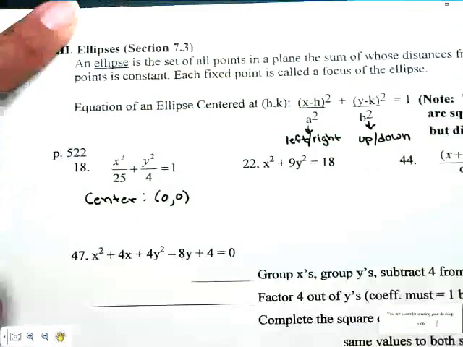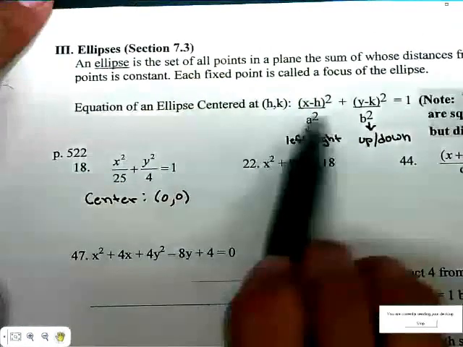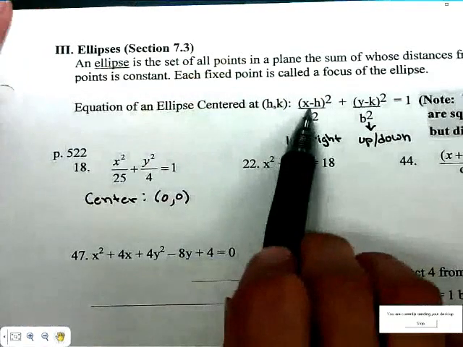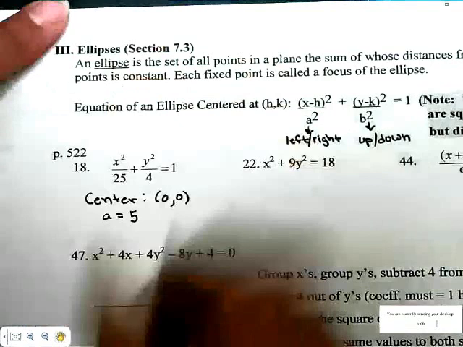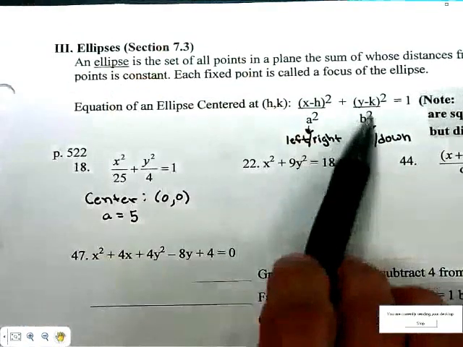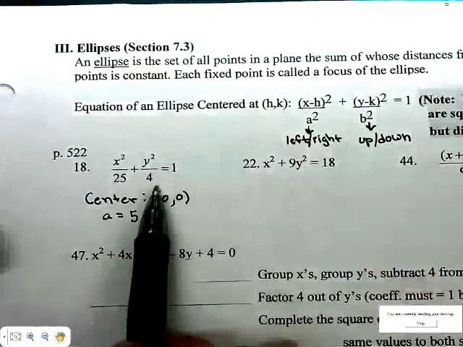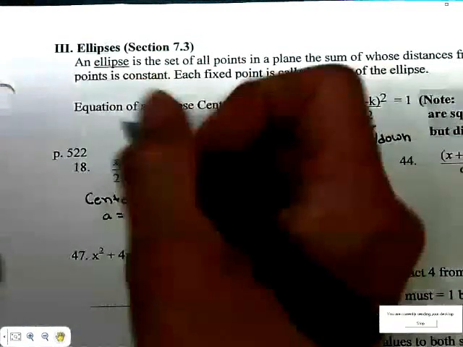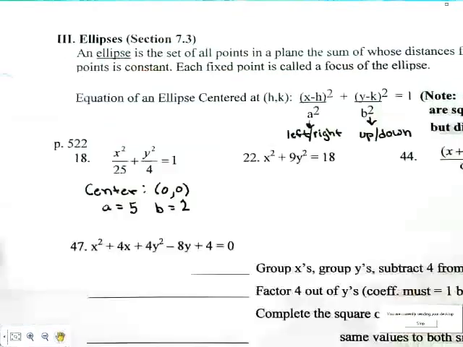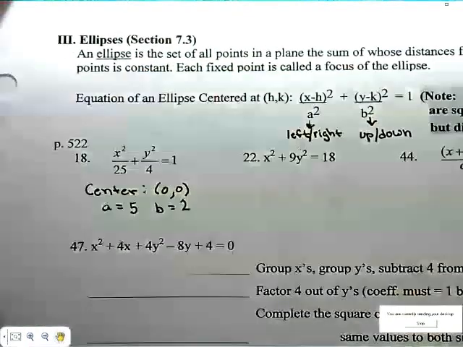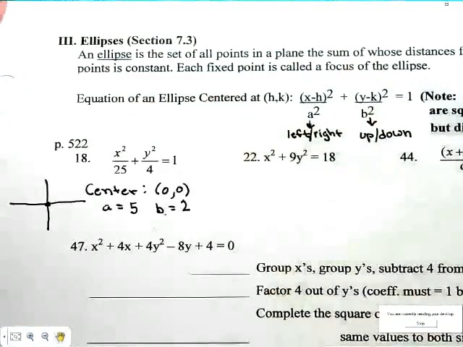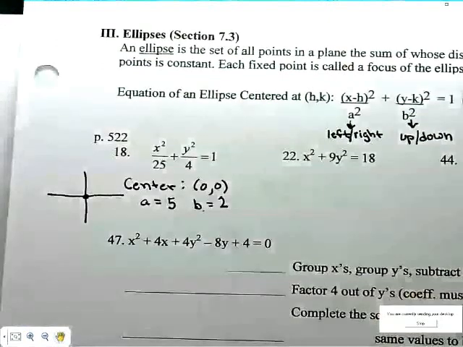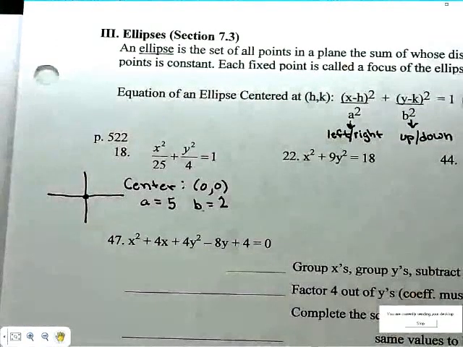But a, notice a squared is in the denominator of the x term. a squared is 25. That means a is 5. And b squared is in the denominator of the y term. So b squared is 4. That means b is 2. So to graph that ellipse, just plot the center at 0, 0. Go to the left 5, to the right 5, up 2, down 2.